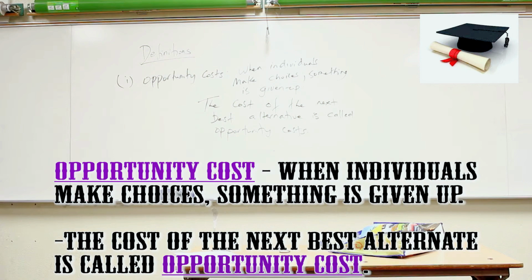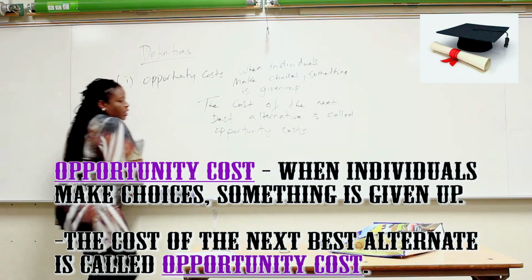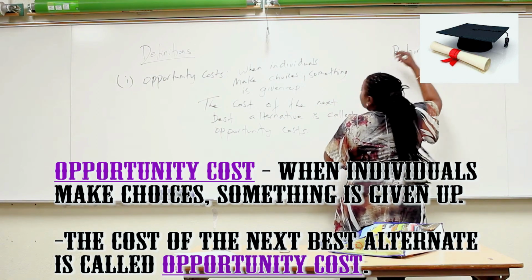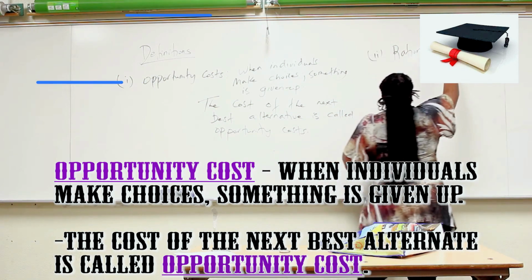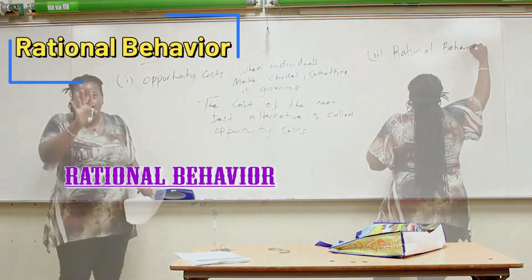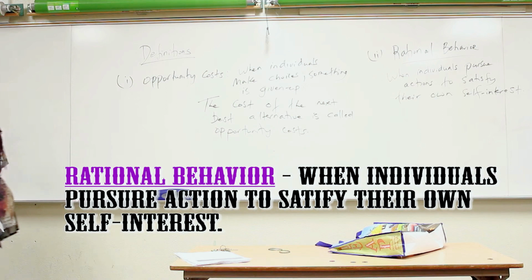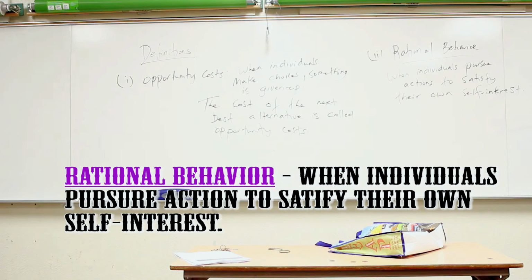Another term that I want you to get used to that we're going to be using is called rational behavior. Rational behavior in econ is this: when individuals pursue actions to satisfy their own self-interest. And that is not the same thing as being selfish. Rational behavior is when we observe individuals undertaking action to satisfy their own self-interest. And I'll explain what I mean.